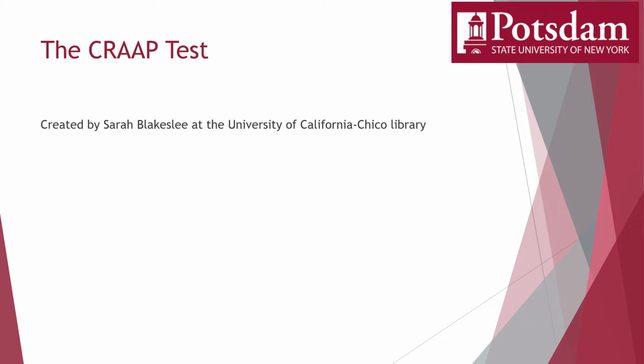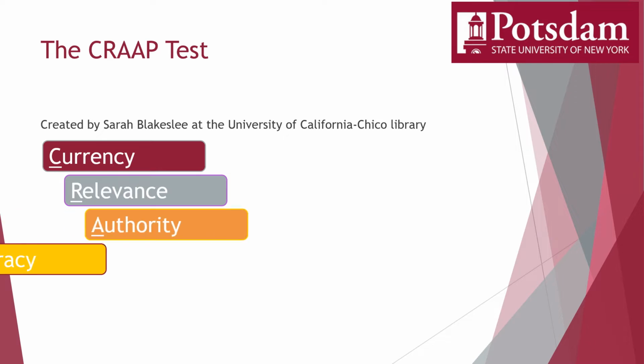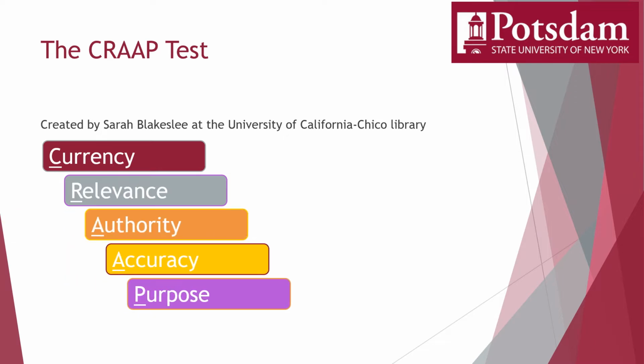CRAAP stands for currency, relevance, authority, accuracy, and purpose. Within these 5 traits are the major aspects of each research source, and they answer both whether, in general, the source contains trustworthy, correct, and timely information, and also, more specifically, whether this source is appropriate for the needs of your own research assignment.